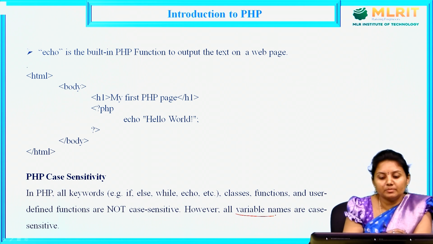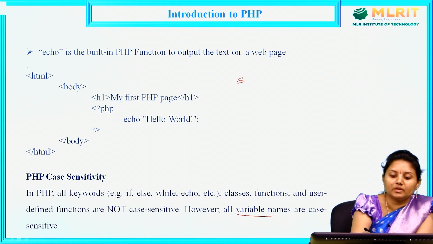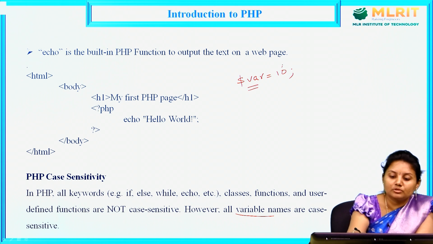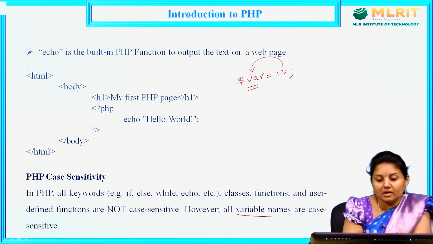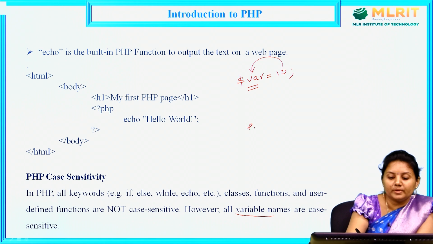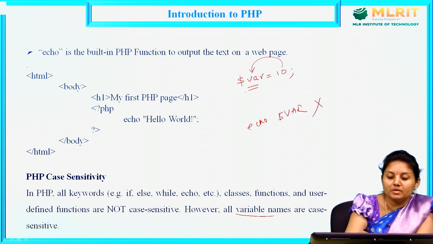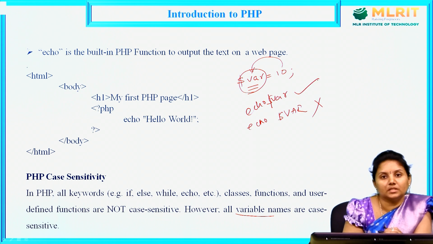Variable names means what? Suppose you are giving $var equals 10. So the variable is storing this 10 into var. Here if I want to print echo $VAR in a different case, it doesn't give the output because variable names are case sensitive. So echo $var will print the output.